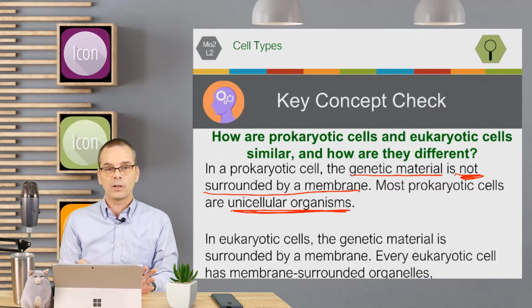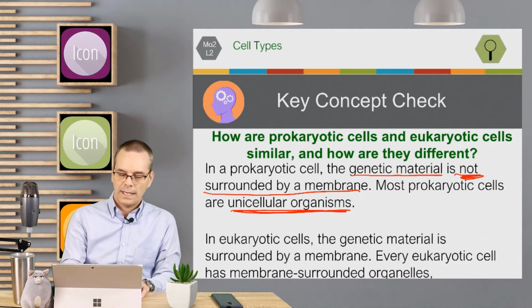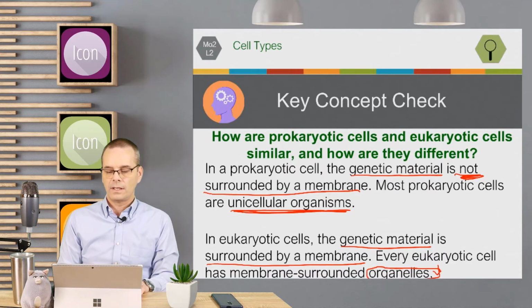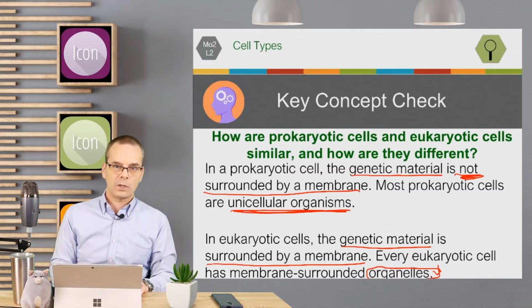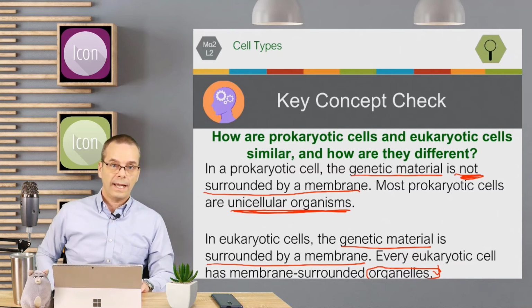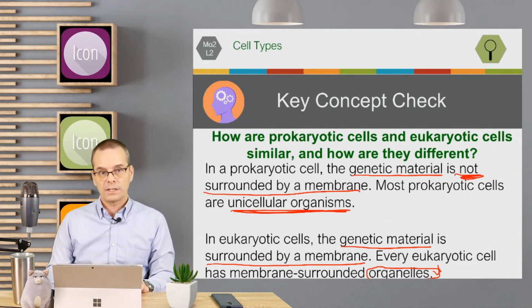Obviously, they are similar in that they are both cells. And they both have genetic material. So in a eukaryotic cell, the genetic material is surrounded by a membrane, and it has organelles. All right? So how are they similar? They're both cells. And how are they different?